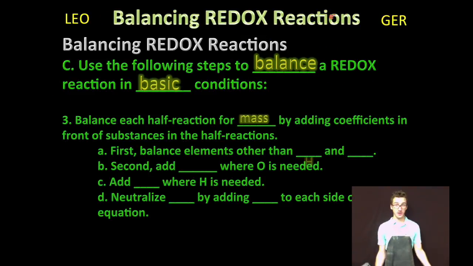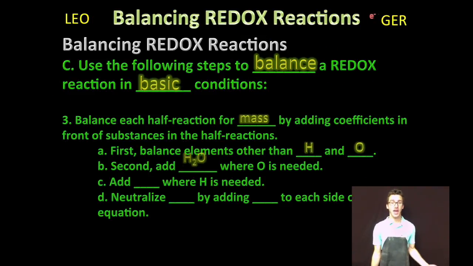Step 3, really similar. First, balance elements other than hydrogen and oxygen. Second, add water to balance out the oxygens needed. Third, you're still going to add hydrogen ion where hydrogen is needed. But here's the important difference for basic conditions. Once you've balanced out the hydrogen and oxygen, you need to neutralize those hydrogens with hydroxide, and you'll add the same number of hydroxides to each side of the equation. These steps are just the convention we work through to balance the equation, and ultimately we have to show the reaction is taking place in basic conditions.